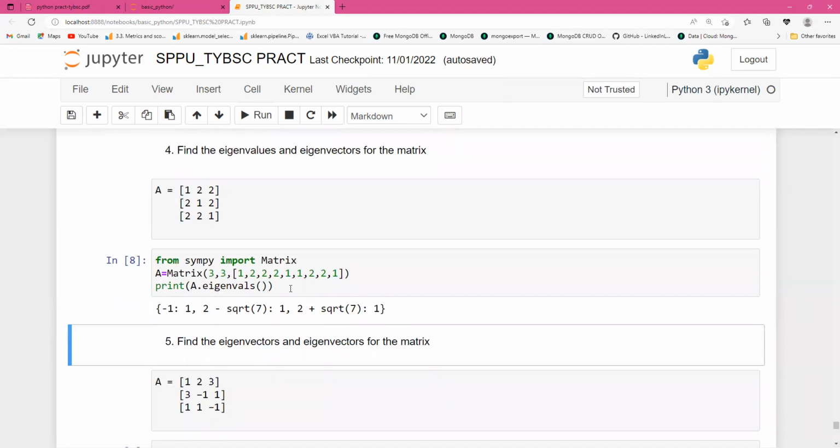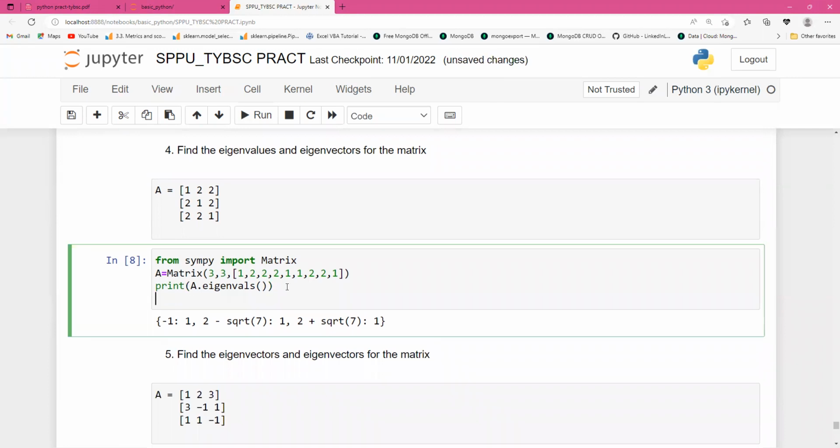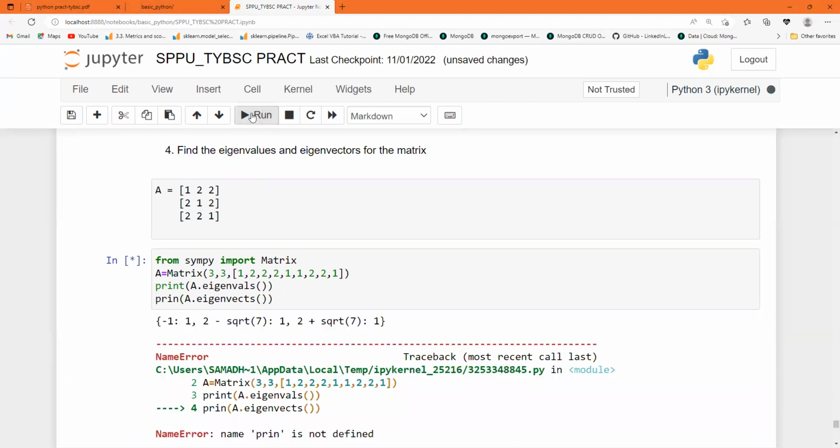So those are the eigenvalues. Now I want the eigenvectors. I will use the print method again, and I will use A.eigenvects(). Give the parentheses and let's run it, guys. Okay, print here. I want T.